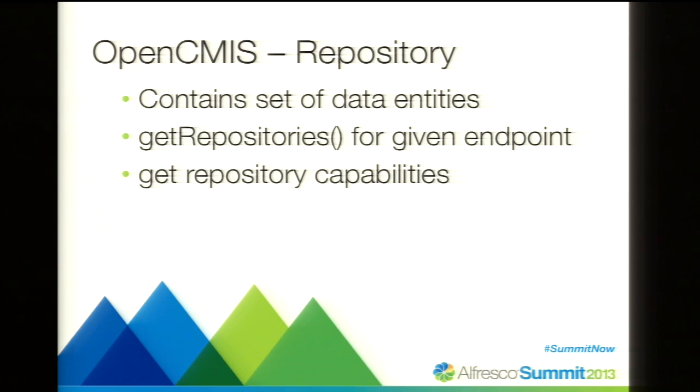We have different capabilities for each repository, because CMIS allows us to manage different CMIS repositories for a specific endpoint, and these repositories can have different capabilities. So from the protocol, we can ask which capabilities a repository has, and then we can invoke the right operations that the repository supports.